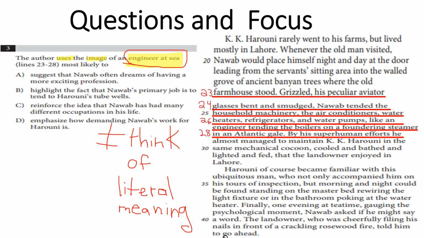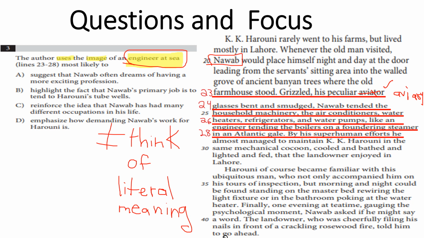an engineer. But what you do see is him explaining that you had Nawab up here, so you have to assume they're talking about Nawab, and you have this grizzled, his peculiar aviator glasses bent and smudged. Okay, if you all saw the Leonardo DiCaprio movie, you know an aviator is somebody who flies. And then again, your root words, aviary means of or pertaining to birds. So, okay, his flying glasses, but it doesn't even matter if this word was in here. It means his glasses bent and smudged. Nawab tended the household machinery, the air conditioners, water heaters, refrigerators, and water pumps. That's enough to know that he's working very hard.